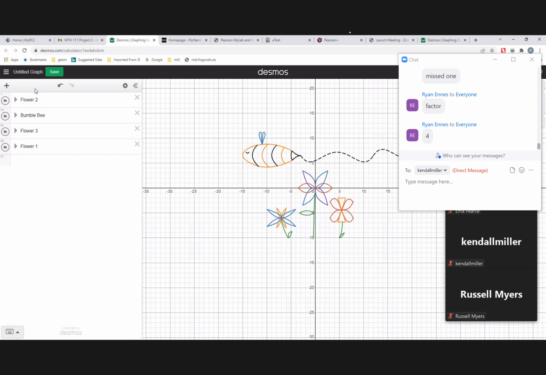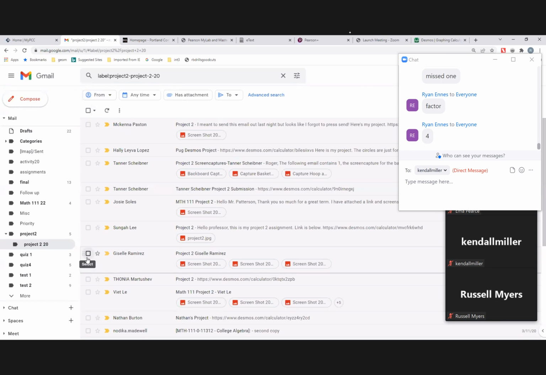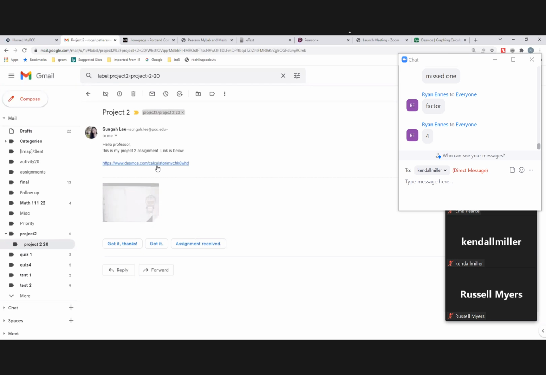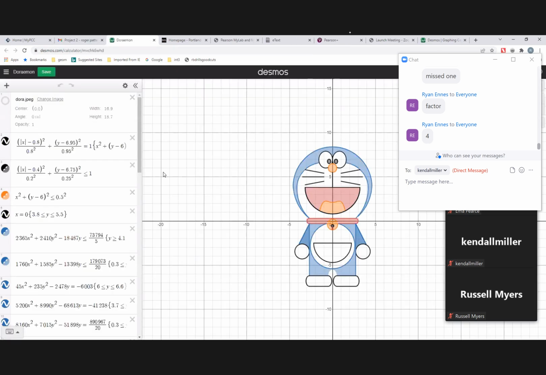Okay, let's go find another one. I'm just kind of guessing on these here. I don't know what they look like. Oh, let's look at this one. There we have the image, and that's what they did. So let's turn the image.